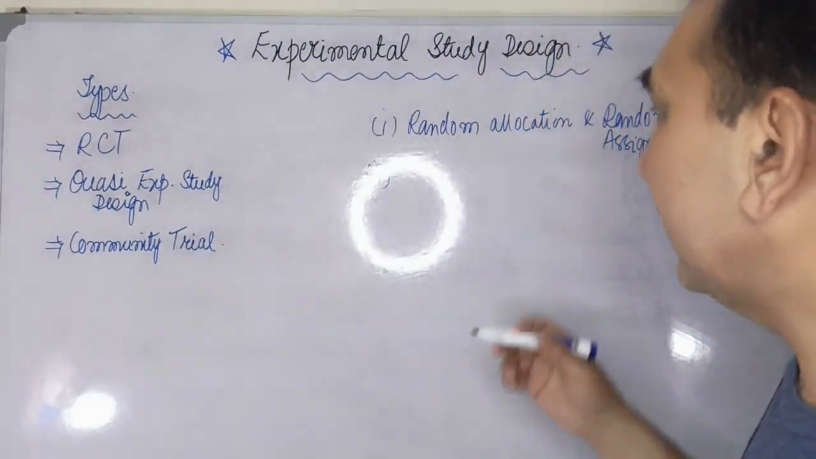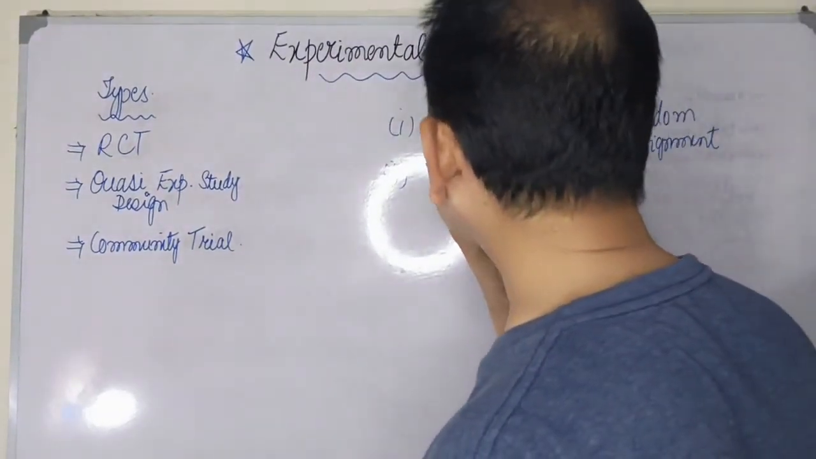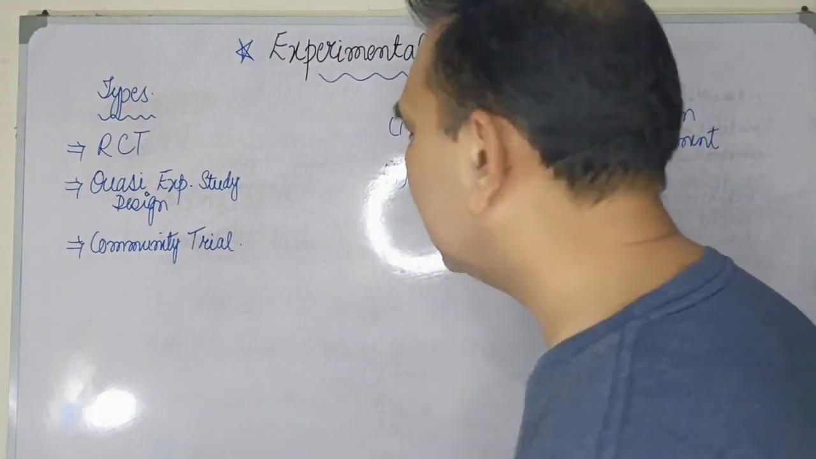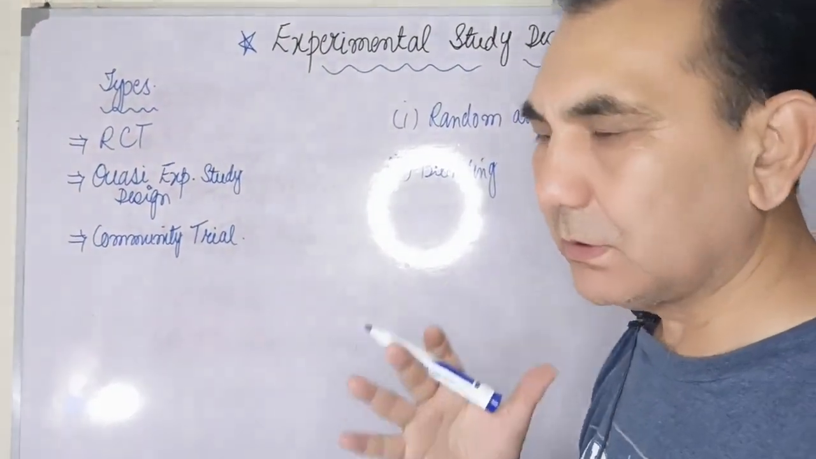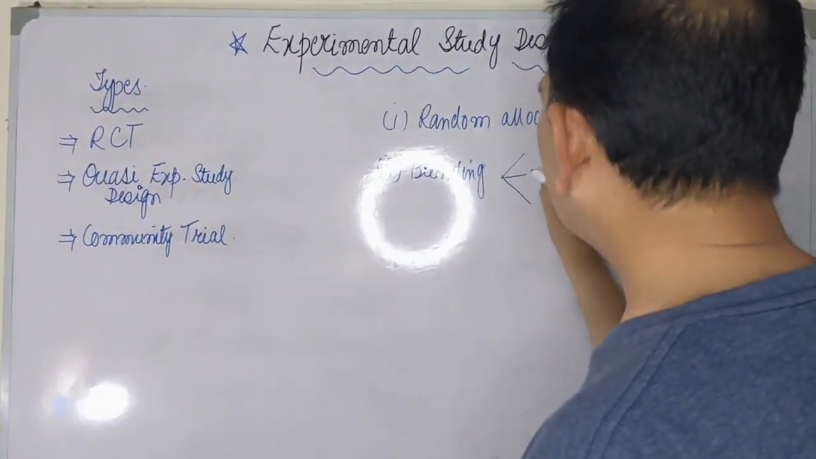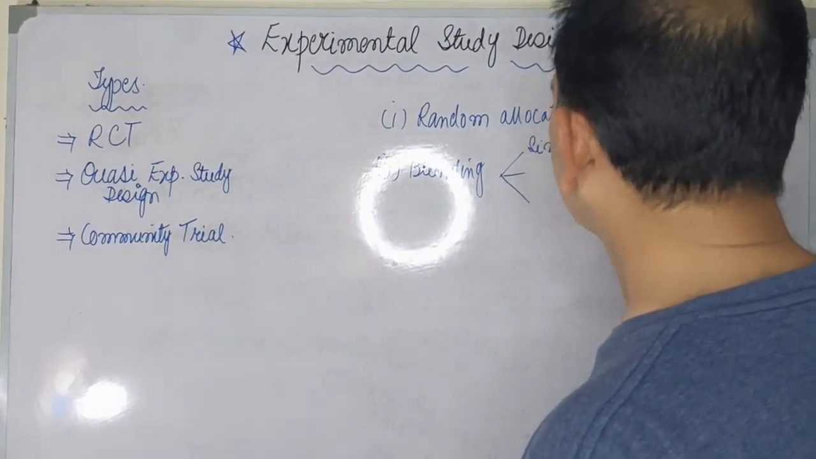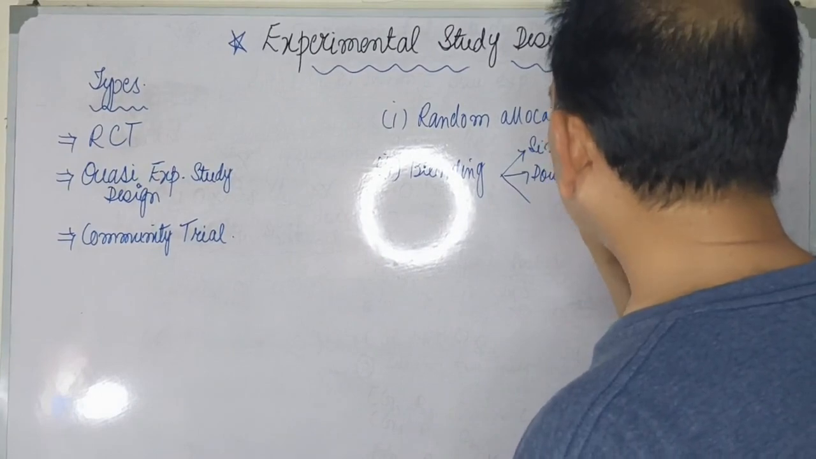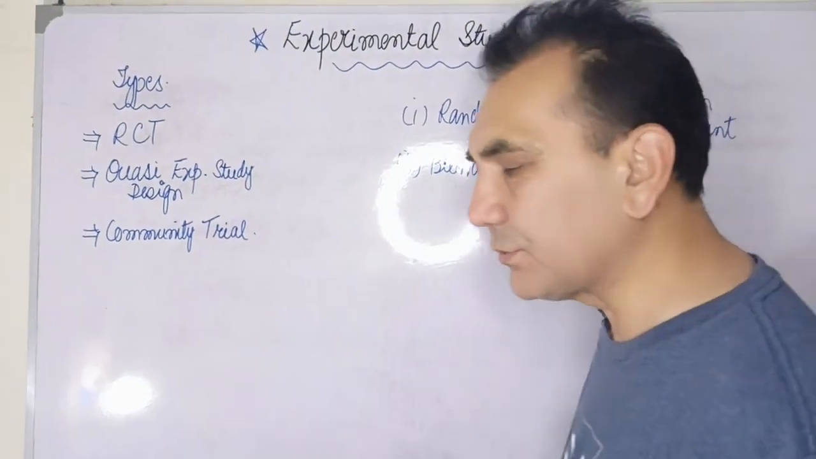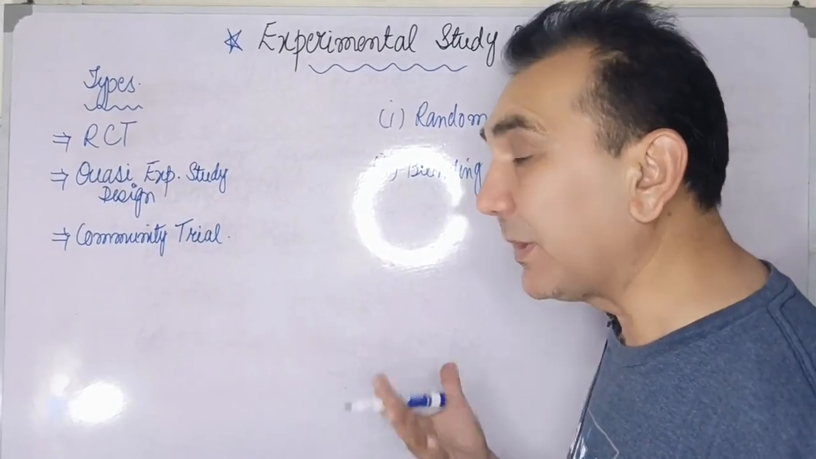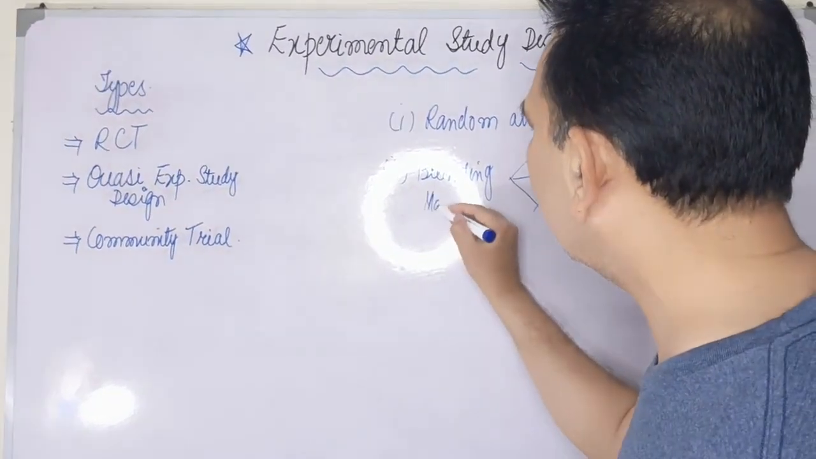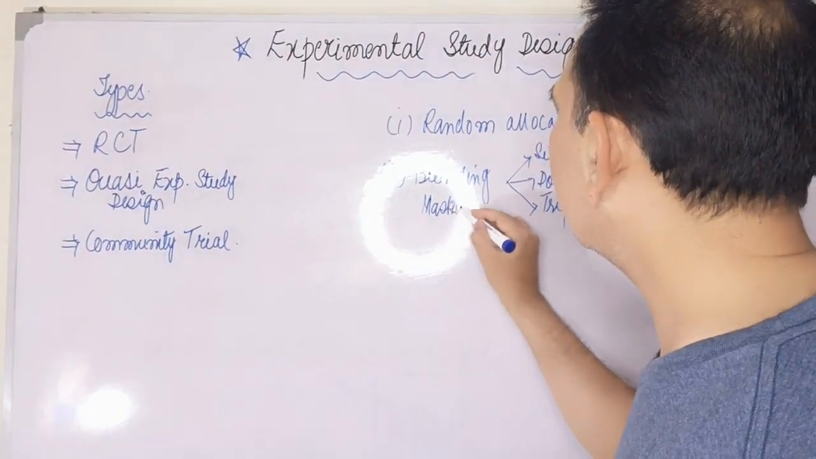The second feature of the RCT is blinding. So this is the main feature of the RCT: blinding. And the researcher will perform blinding at three levels: single blind, double blind and triple blind. Now let's learn briefly about blinding, or masking. You can say the second term that is used is masking.